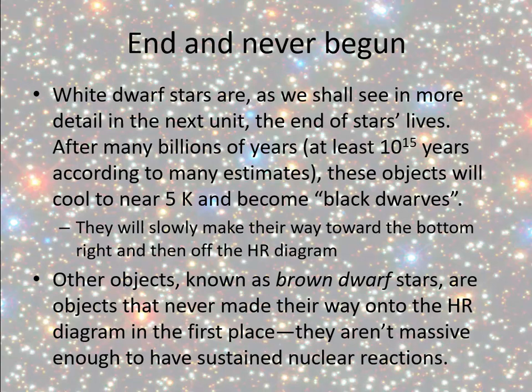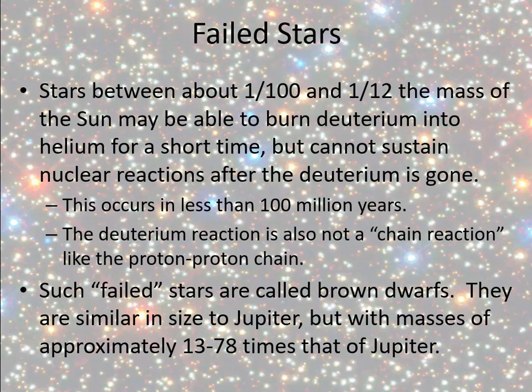But in something on the order of about 1 quadrillion years, these will end up being cool enough that we will call them black dwarfs. In other words, they won't really be detectable. But there are other objects called brown dwarf stars. So here's the situation with brown dwarf stars. If you start off with a mass of something forming into a star-like object, but it's less than about 1/12 the mass of our Sun, it's not going to have enough energy to start the proton-proton chain. The temperature and the pressure in the core will just not be high enough.